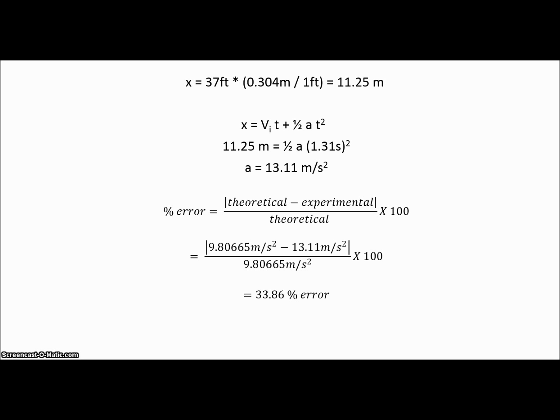One improvement for this could be to have one person stand at the top of the stairs and one person stand at the bottom, have both people time it, and then take the average of the 2 times to use that to get a more accurate reading of the time it took to fall.